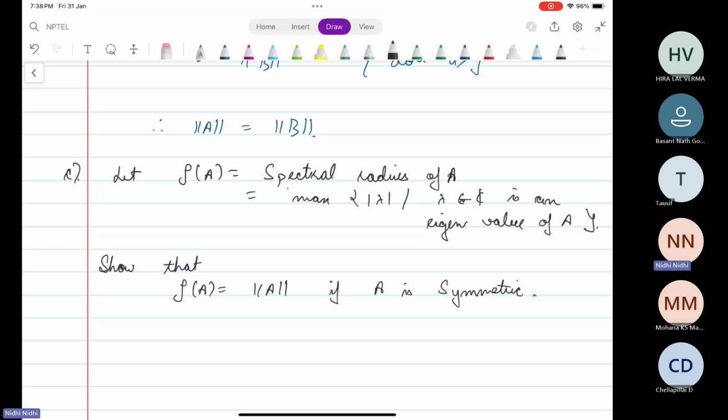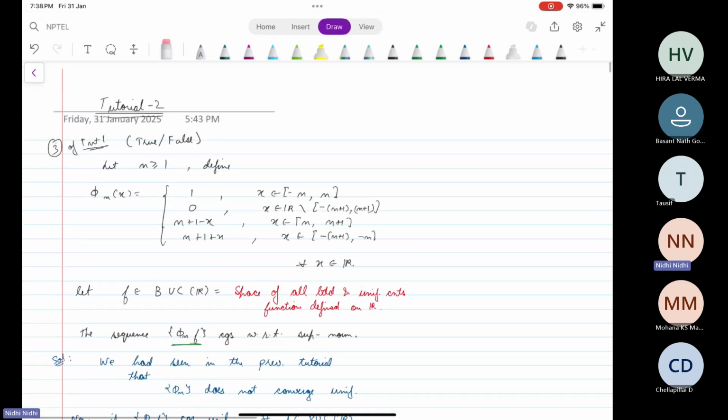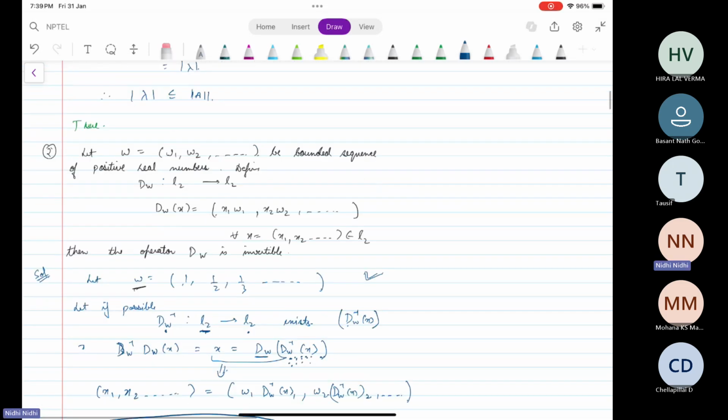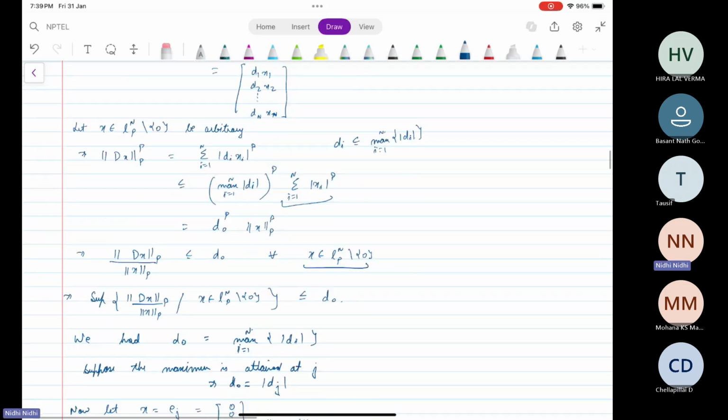So can anyone tell me something about the eigenvalues of a symmetric matrix? They are real. Since they are real, in that case we can use some idea from question number 1. If you go back to question number 1, from there we had seen that modulus lambda is less than or equal to norm A for any A. In this case, we have a specific symmetric matrix. Also, we know that symmetric matrices are diagonalizable. So we will use that property of symmetric matrices, and question number 1.